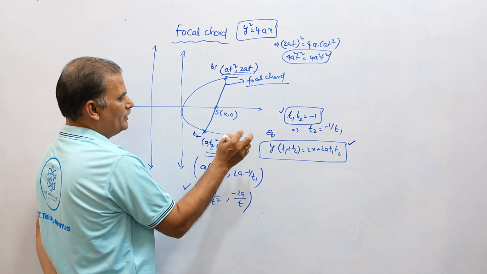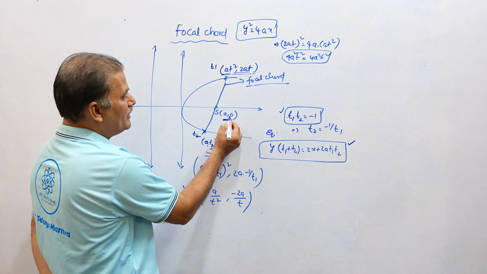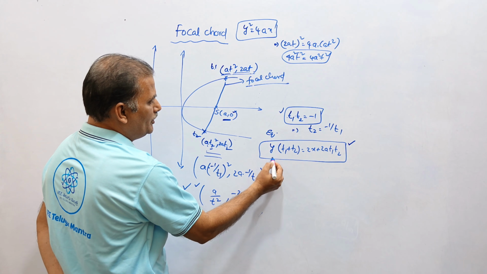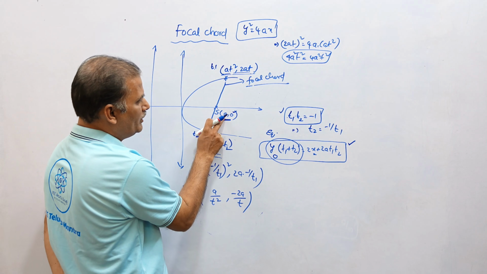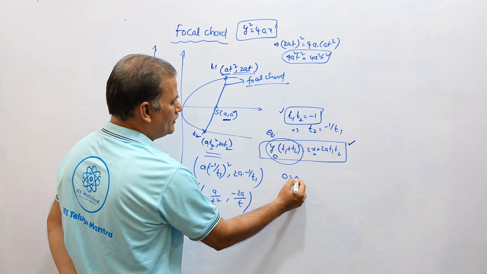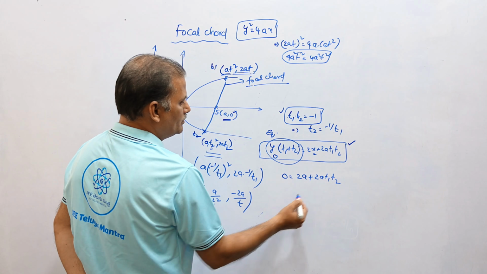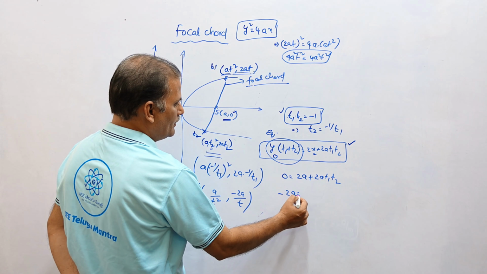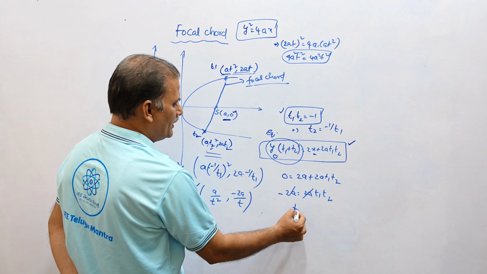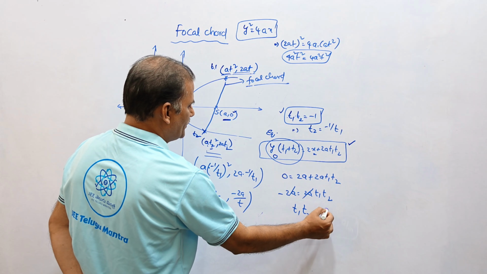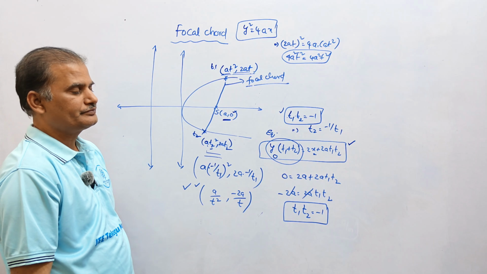Now in this same equation, since this line passes through the focus, the y coordinate is 0, so put y as 0 and this whole term becomes 0. Now the remaining, in the place of x you replace a. Therefore 0 is equal to 2a plus 2a into T1 into T2. Now minus 2a is equal to 2a T1 T2. 2a cancels, so T1 T2 is equal to minus 1.